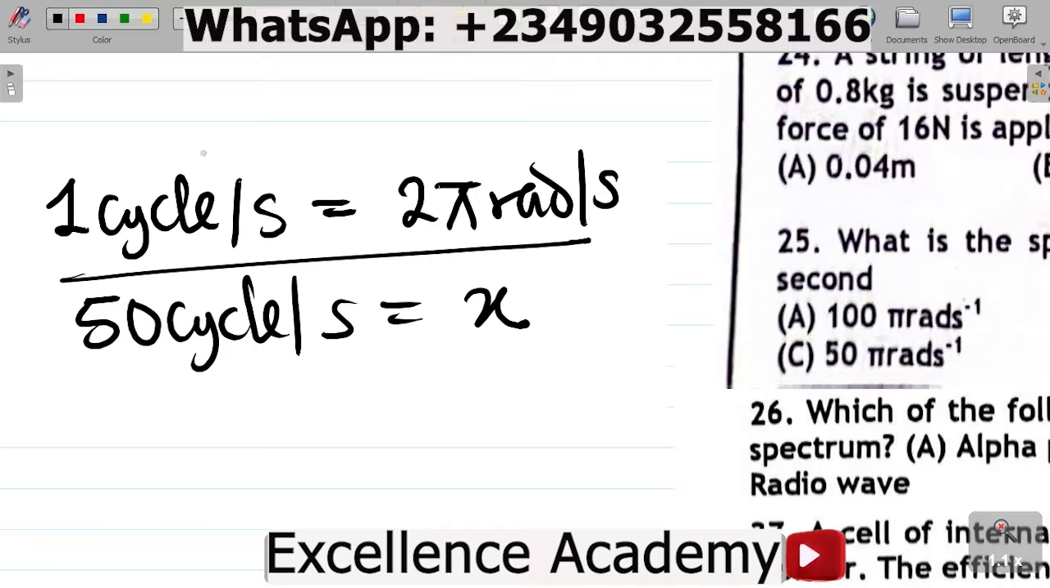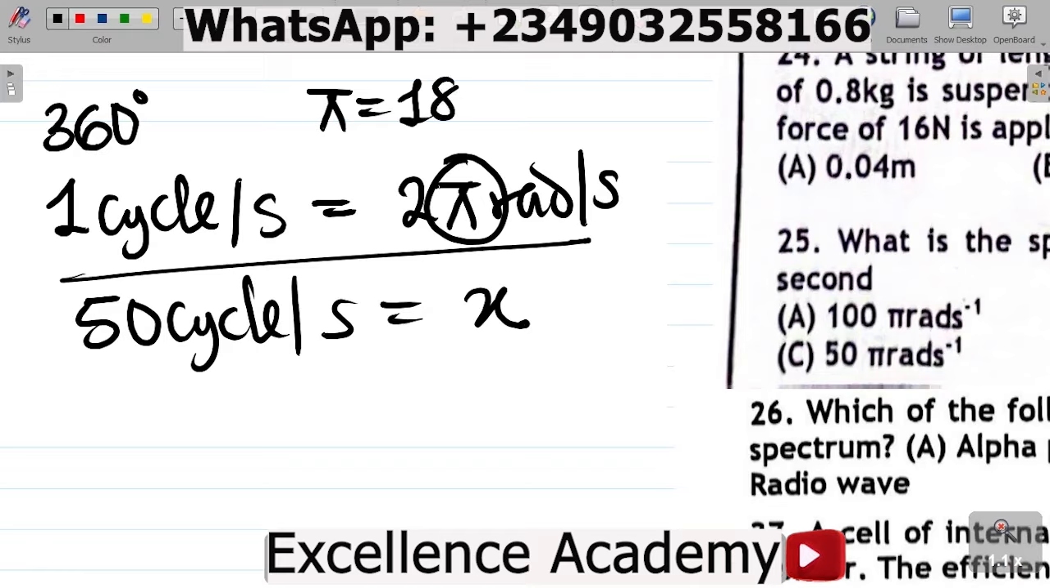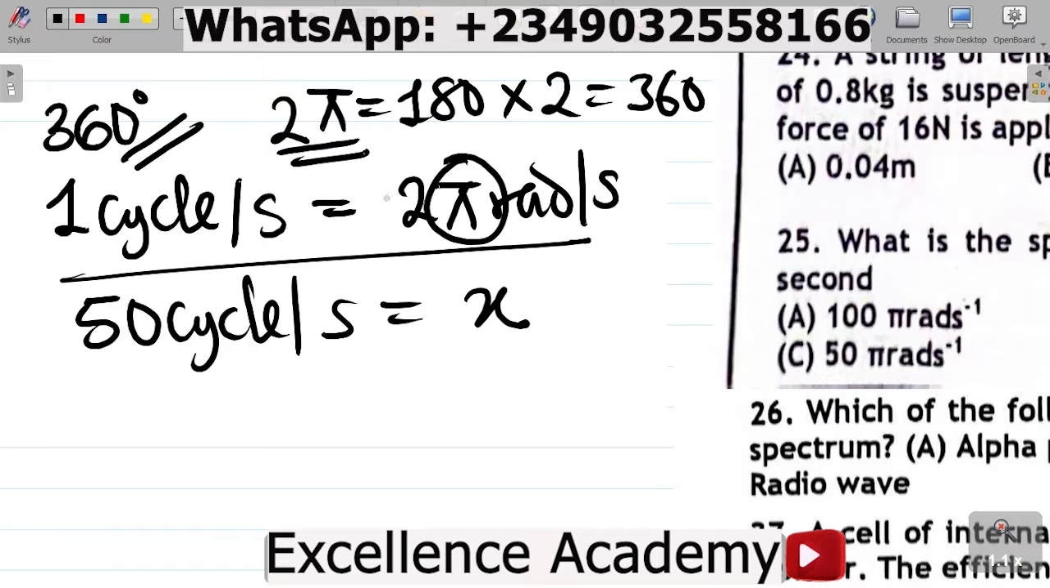And the simple reason is because when we say one cycle, it is 360 degrees. If I go through one cycle like this, the total angle there is 360 degrees. And we also know that the value of pi, when it comes to angular measurement, is equal to 180. Of course, 180 times 2 gives you 360. So when we say 2 pi, it means 2 times 180, which is 360. So that's how we derive this formula.